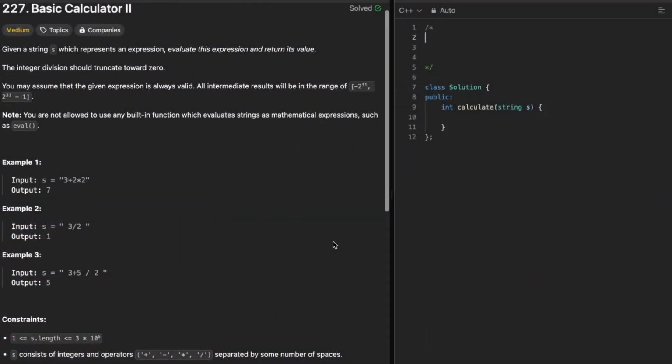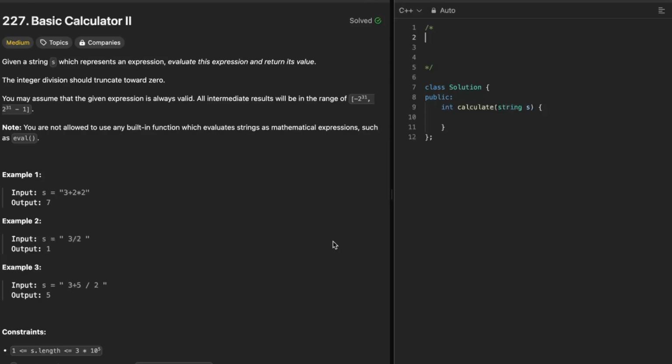Hi friends, welcome to this Leetcode problem, Basic Calculator. This is a very interesting problem and it's asked in many top companies. So let's go through this question.